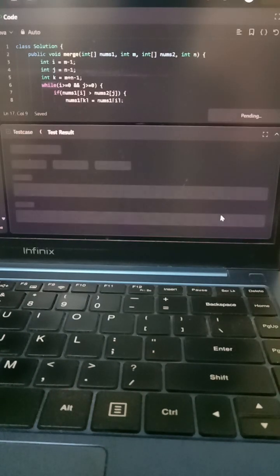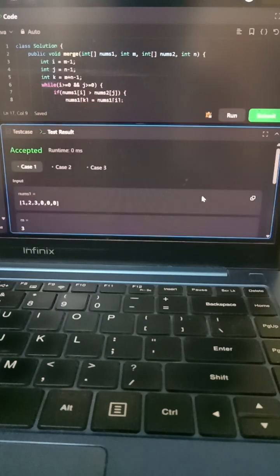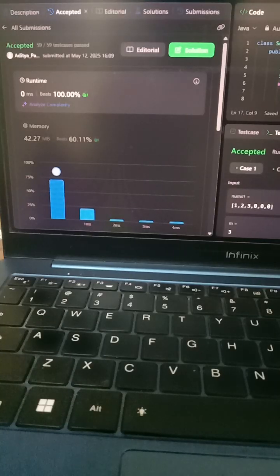Let's run it. As you can see, it's running fine.